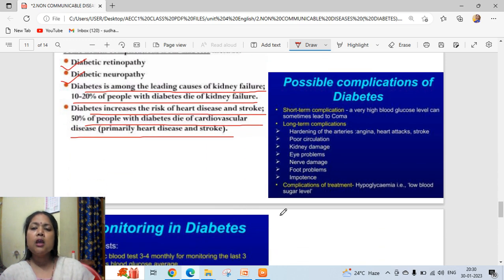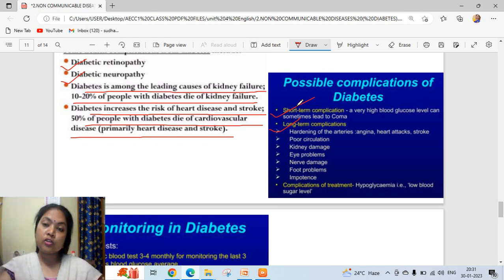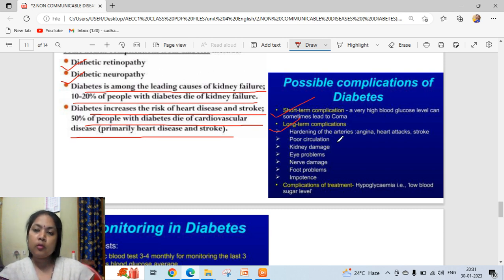Okay. So what are the possible complications of diabetes? All the complications can be broadly categorized into two types: short-term complications and long-term complications. Short-term complication means a very high blood glucose level can sometimes lead to coma. Long-term complications are hardening of the arteries, angina, heart attack, stroke, poor circulation, kidney damage, eye problems, nerve damage, foot problems. Then complications of treatment, like hypoglycemia, that is low blood sugar level.